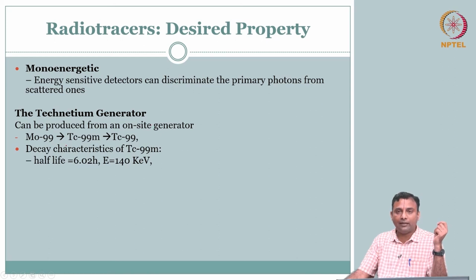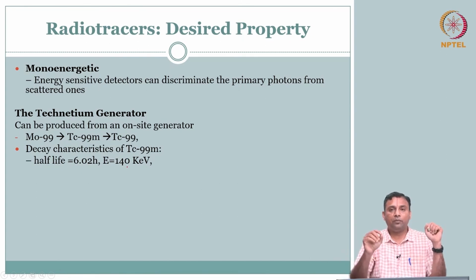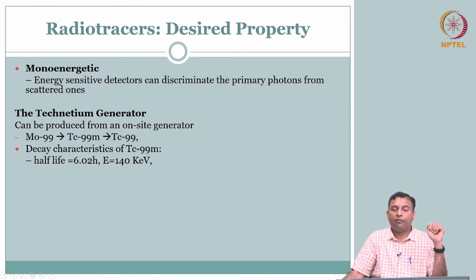And so the characteristics, if you see for this, half life is about 6 hours, energy is 140 kilo electron volt. So now you see the thing, oh, half life in the order of hours. So it is neither too short nor too long, and also you get only one energy. Okay, so this is very desirable. So we are talking about desirable conditions, right?